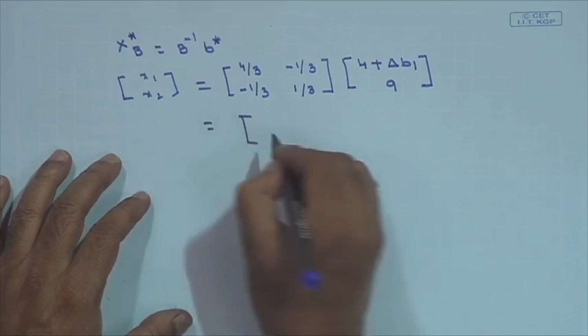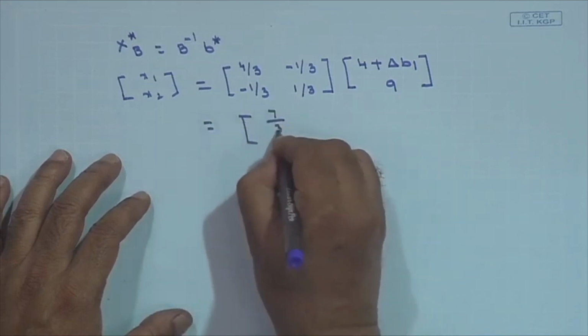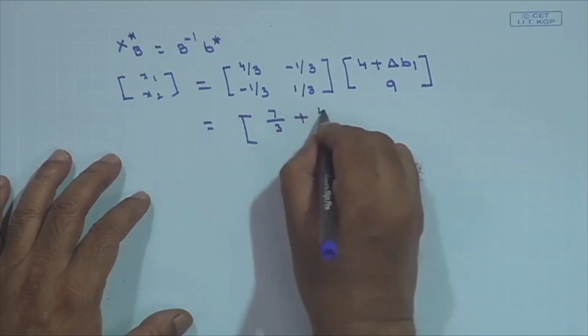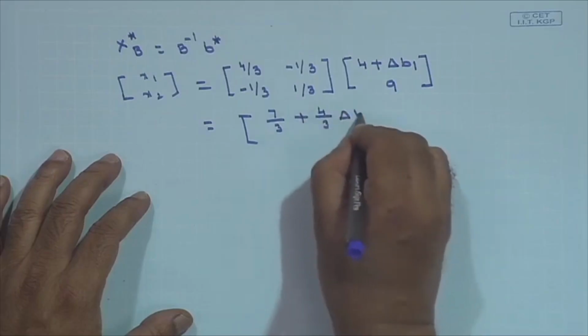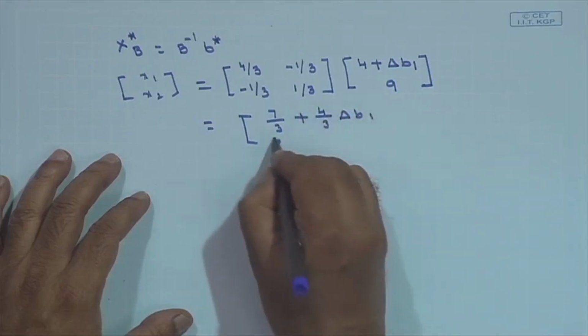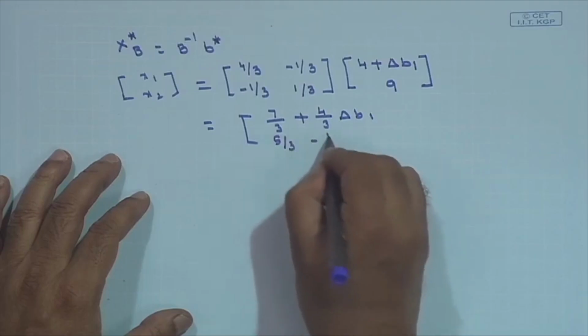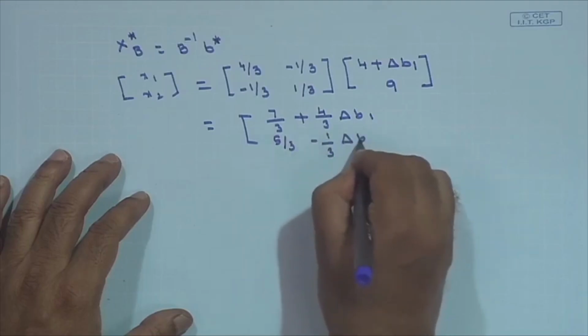So, that this equals, you can write down, 7 by 3 plus 4 by 3 into delta B1 and 5 by 3 minus 1 by 3 into delta B1.